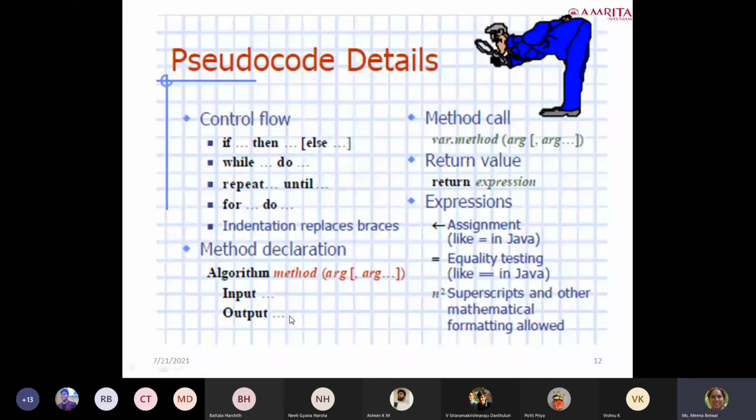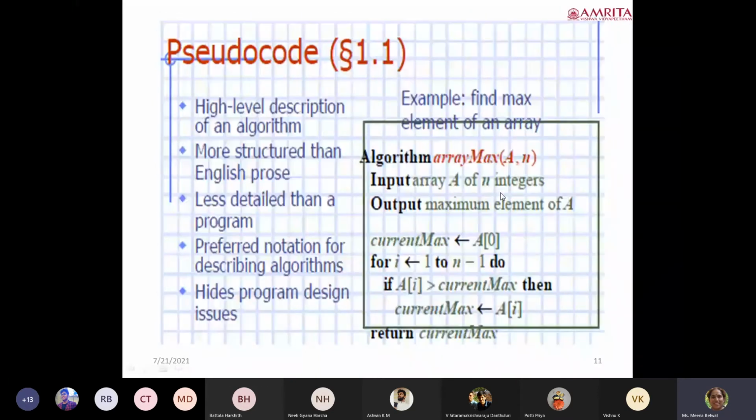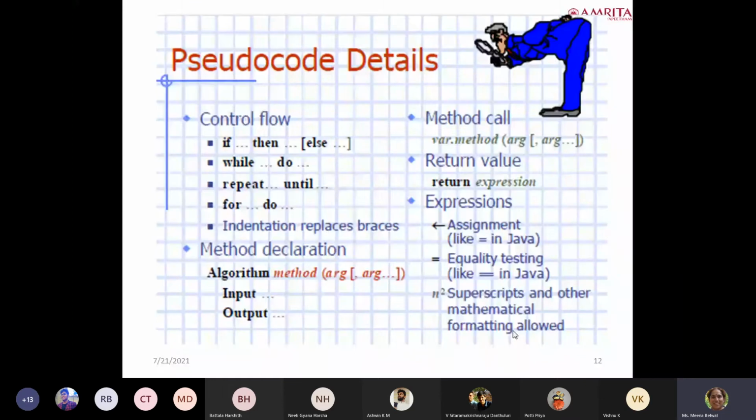But when you want to call a method, you call the method like this. Corresponding to a variable, if you are calling a method, you will say variable dot the method. And for writing a return value, you say return expression. Return expression. So that is what you have done here. Return current max. Expression can be anything. Expression can be an integer. Expression can be anything that you want. It can be a string, it can be an integer, it can be any variable, basically. It can be an object also that you have created inside your algorithm. Any variable you can say. Okay, so then you have expressions.